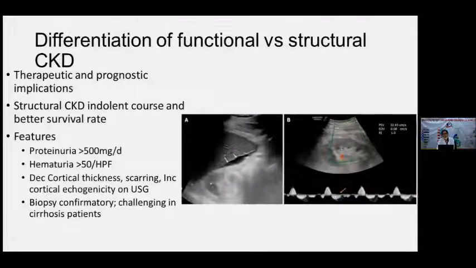Differentiation of functional versus structural CKD has both therapeutic and prognostic implications. Structural CKD has an indolent course and a better survival rate. Features would be proteinuria of more than 500 milligram per day, hematuria of more than 50 per high power field, decreased cortical thickness, scarring, and increased cortical echogenicity on ultrasound. Biopsy is confirmatory, but it is challenging to do biopsy in cirrhosis patients.